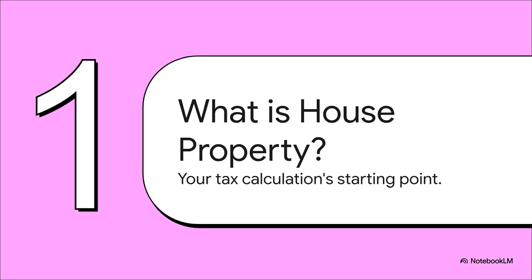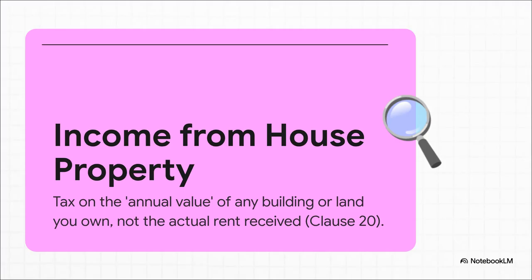All right, first things first. Before we can crunch any numbers, we have to get on the same page about what the tax law is actually talking about when it says income from house property. Okay, this right here is the single most important idea to grasp. The tax isn't based on the rent you actually collected. It's based on the property's potential to earn money, what the law calls its annual value. Just think about that for a sec. That means you could technically owe tax on a property even if it was empty the entire year.